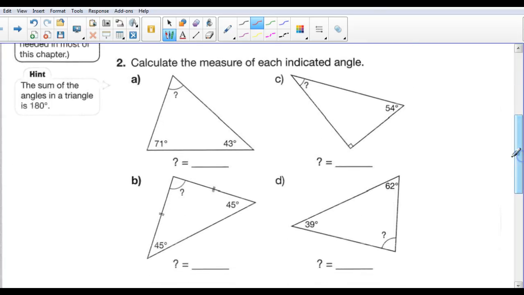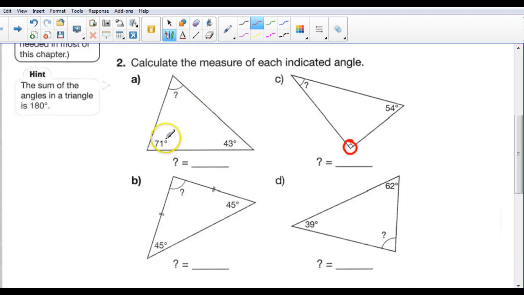So it says calculate the measure of each indicated angle. Now, hint, the sum of the angles in a triangle always add up to 180 degrees, whether it's a right triangle like we have here, or whether it's not a right triangle. It doesn't matter. Any triangle, regardless of the angles, always add up to 180 degrees, all three of them added together. So I'll do the first one, then you can do the other three.